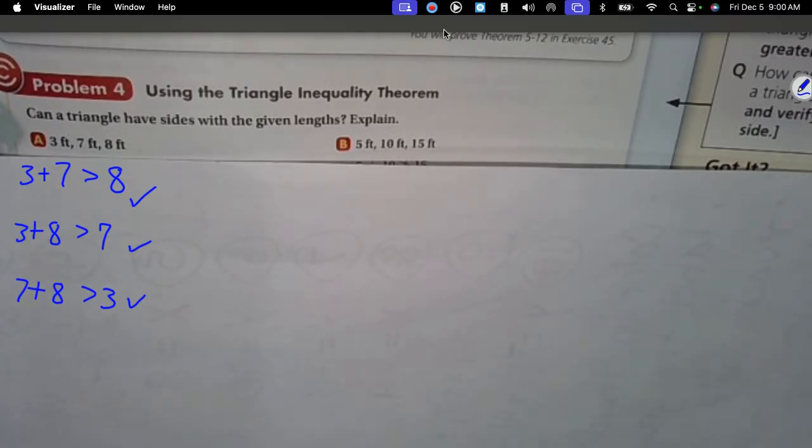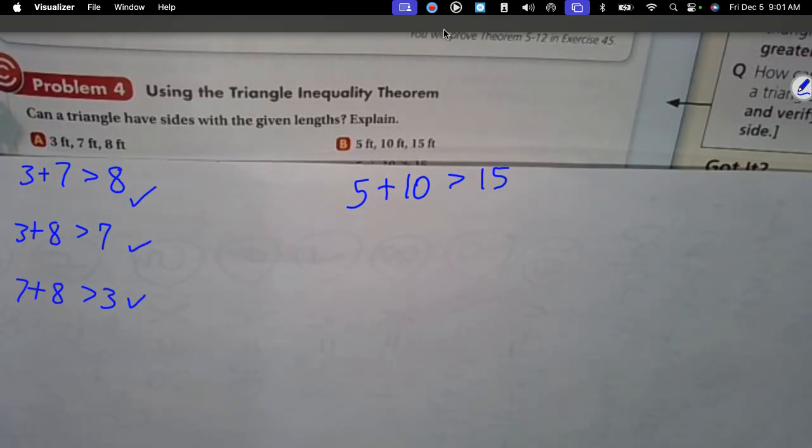All right, now let's look at B. B says, all right, I always start with my smallest 2. So I'm going to do 5 and 10. Is that bigger than 15? No. 15 is not bigger than 15. Okay? 15 is equal to 15. It's not bigger. So is that going to make a triangle? Is that going to be the sides? No, that cannot be the sides of a triangle.